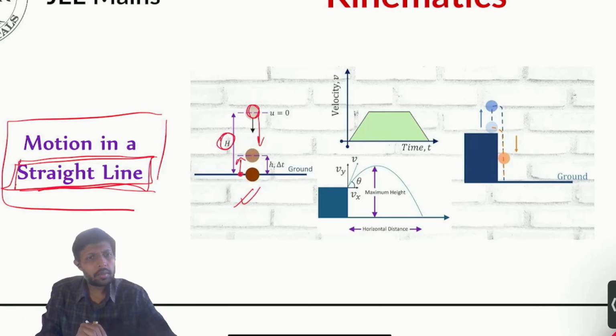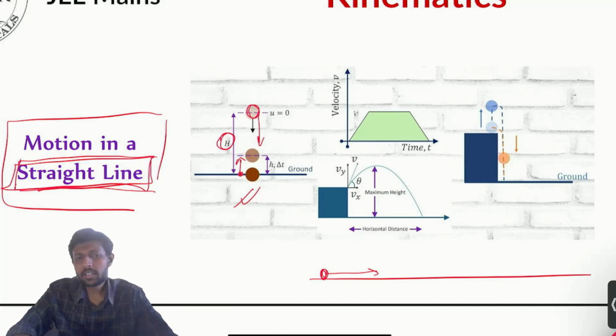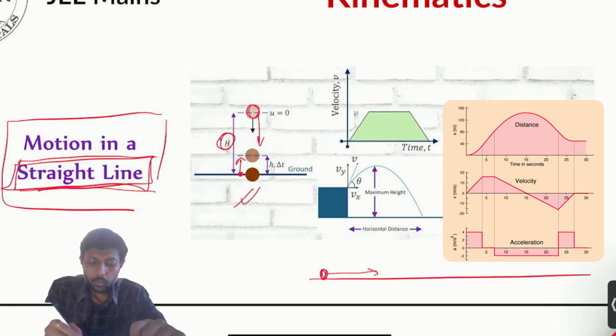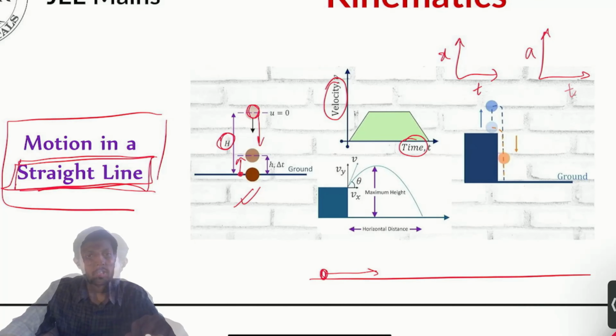Why only vertical motion, or why motion in a vertical line only? We're going to consider things like a car moving on a straight road. It is accelerating at a certain rate. How much time will it take to attain a certain velocity? These are the kind of questions we are going to address here. Also, we're going to look at a few graphs like velocity-time graph, displacement-time graph, acceleration-time graph, and so on.